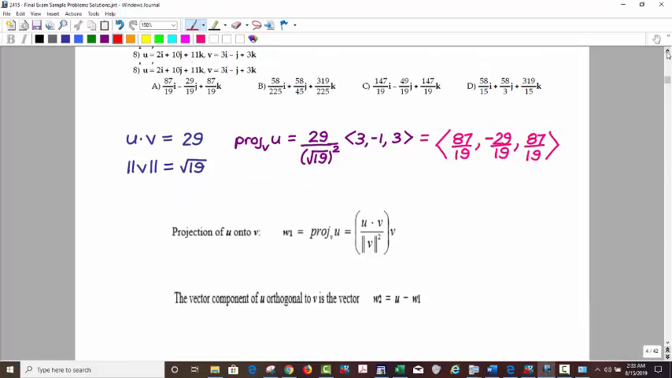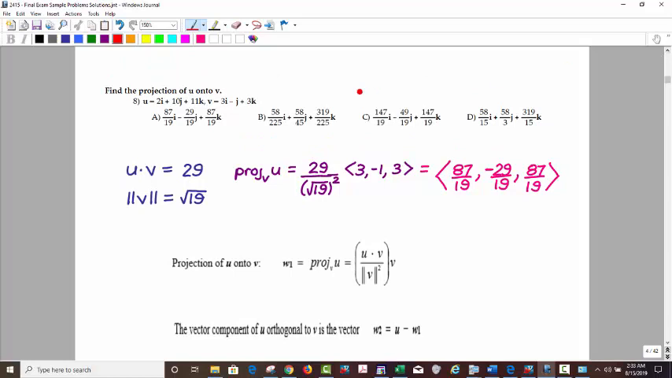So let's see what we have here. We've got our vectors U and V. Dot product, easy enough, that'll be 29. And the magnitude of V will be 9 plus 1 plus 9, square root of 19. So the projection of U onto V will be U dot V, 29, divided by the magnitude of V squared, so it's the square root of 19 squared. So basically it's 29 over 19.